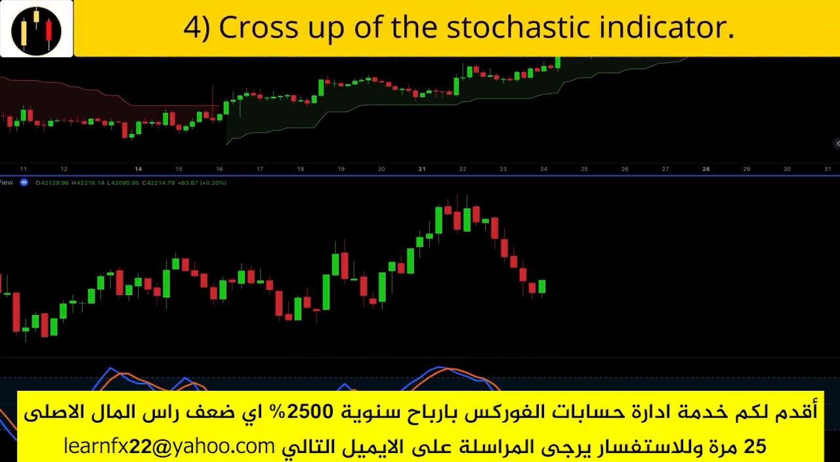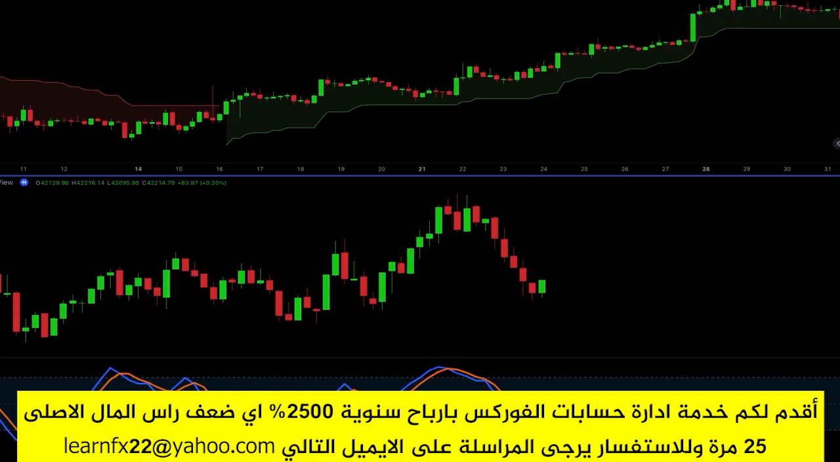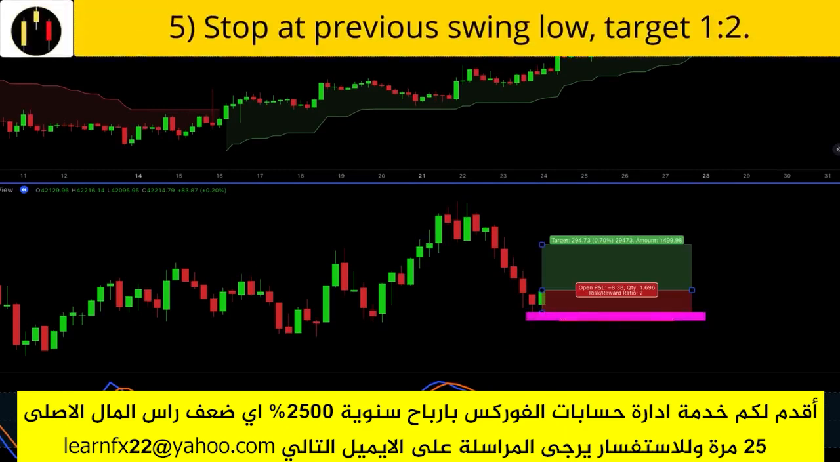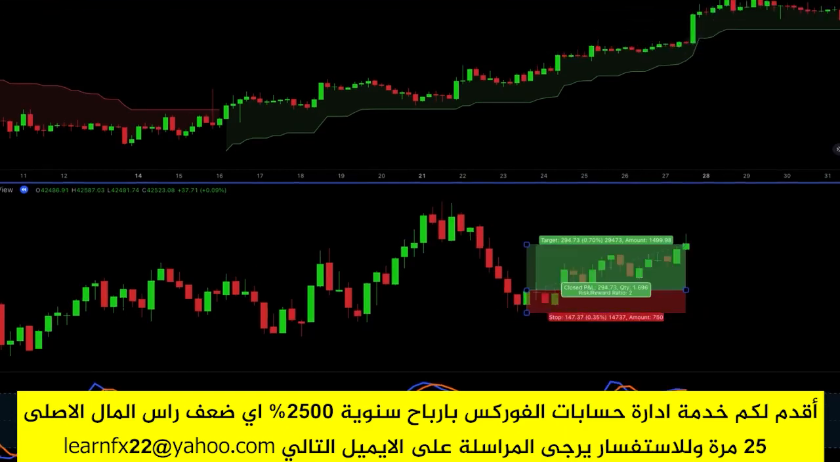Finally, we get a cross up of the stochastic. Our rules are met when this candle closes. That is our trigger candle. The stop is placed at the immediate previous swing low and target 2 times risk. And long example 1 continues to the target.